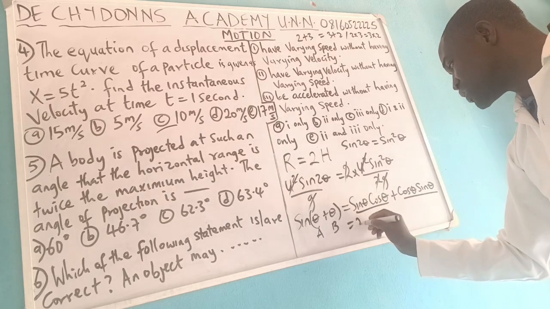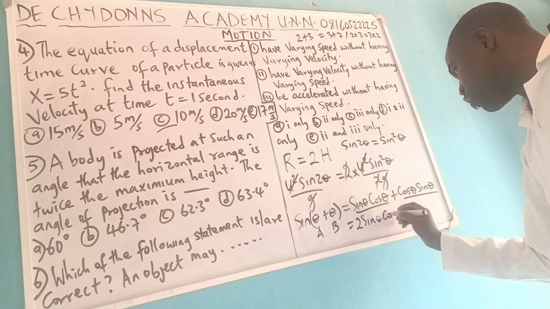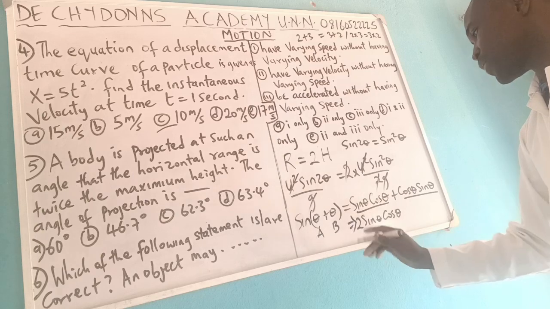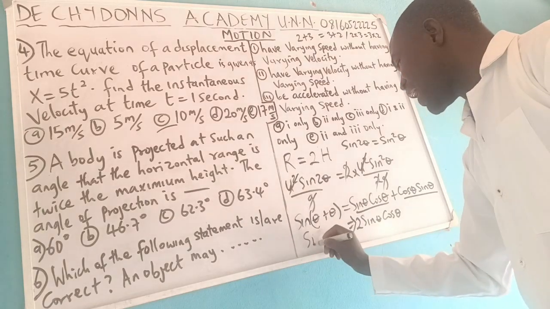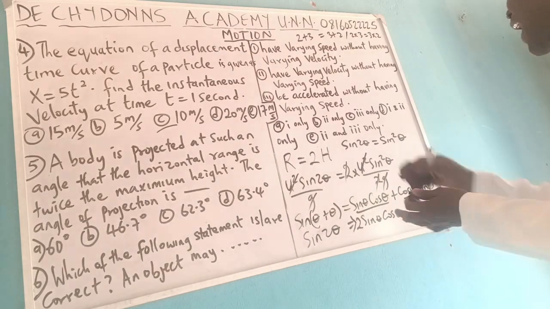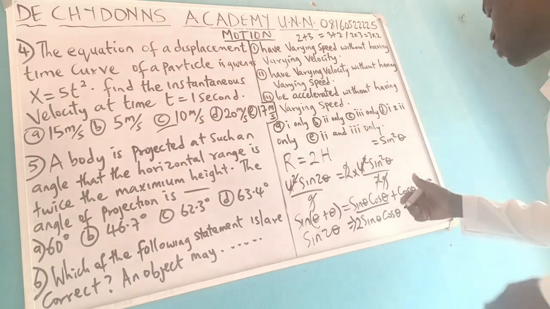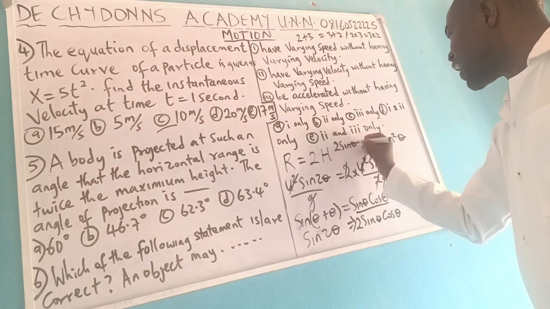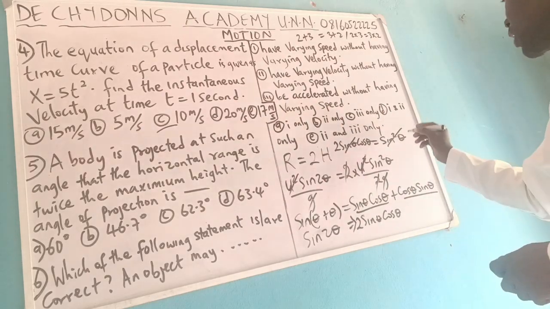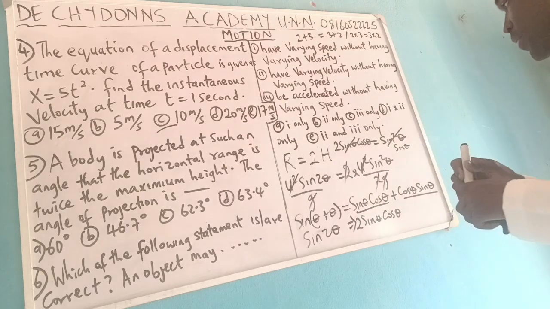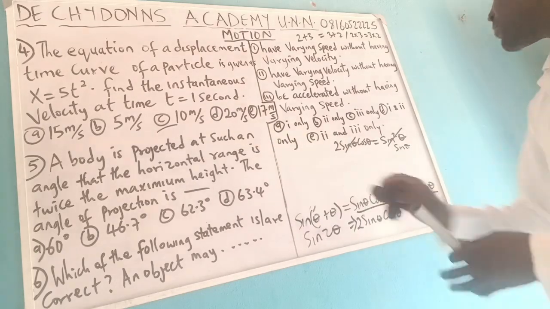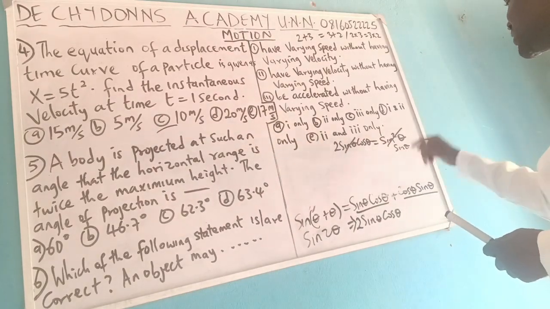And so I will say this means 2 sine theta cos theta, which is equal to sine 2 theta. So I will write here sine 2 theta, and say that sine 2 theta is 2 sine theta cos theta. Sine theta will cancel sine theta. Sine square theta will remain sine theta. So once this cancellation is done, we will have 2 cos theta equals sine theta.